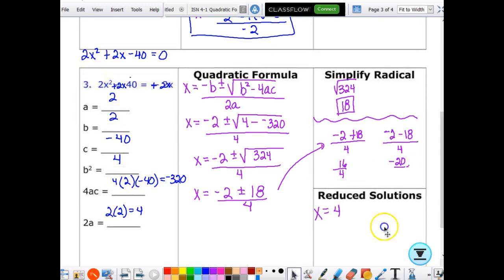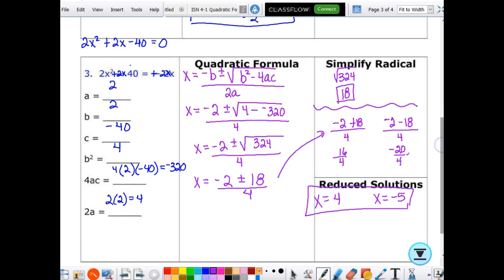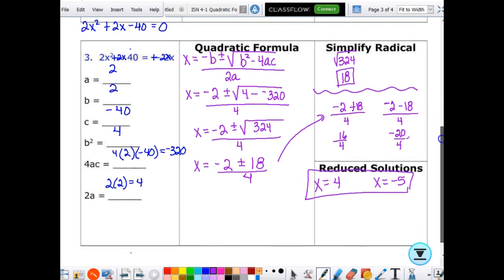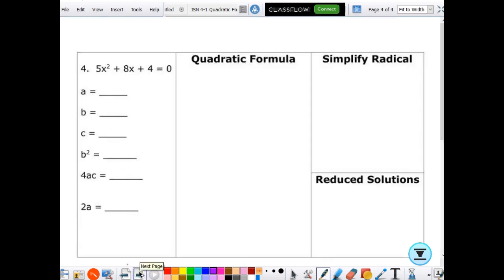Come on, pen. Hate it when you act goofy. Okay, and so negative 20 divided by 4 is negative 5. So this one wasn't an imaginary solution. It was a real solution, okay? We didn't have to deal with a negative underneath the square root sign.